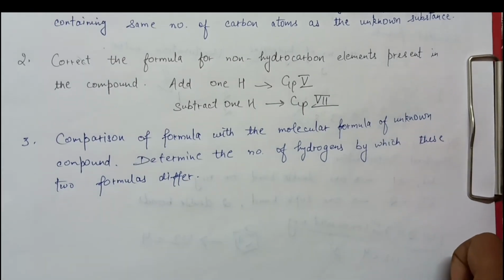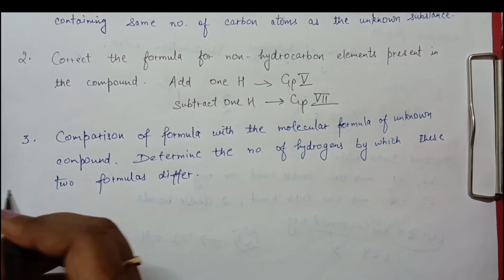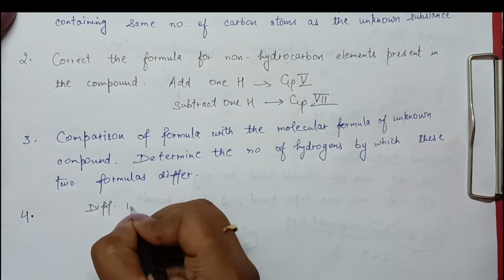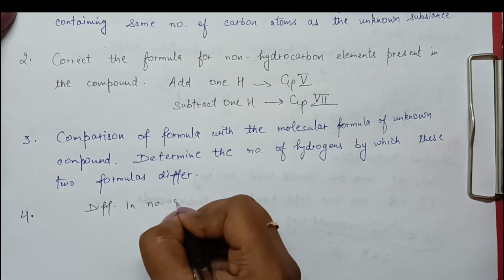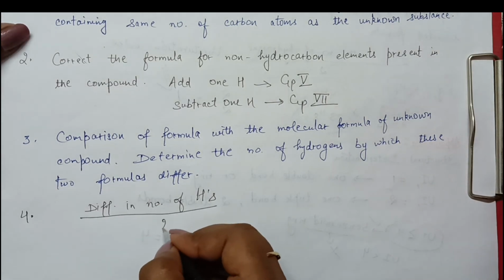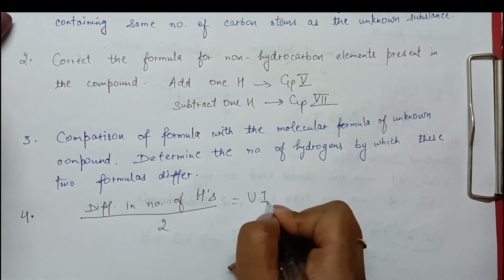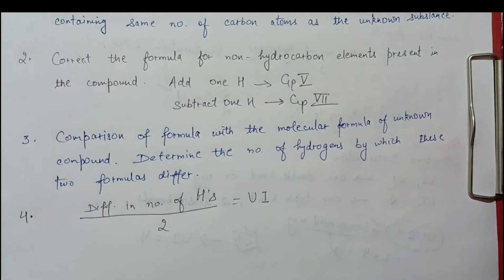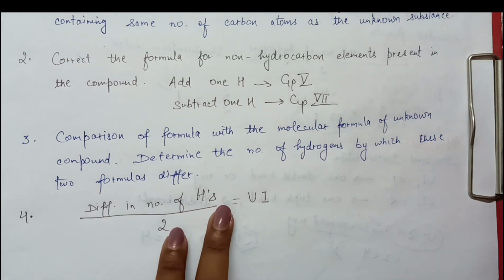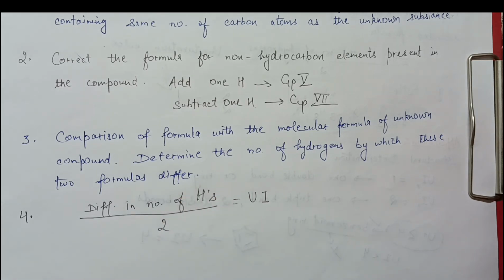After this we will move on to the fourth step. There will be some difference in number of hydrogen atoms, right? Difference in number of hydrogens, just divide that by 2 so that we could get the unsaturation index. Now this equals the number of pi bonds or rings in the structural formula of the unknown substance. From the unsaturation index we can determine the number of pi bonds or rings present in the unknown compound, right? That we have discussed earlier also. So these will be the 4 steps.